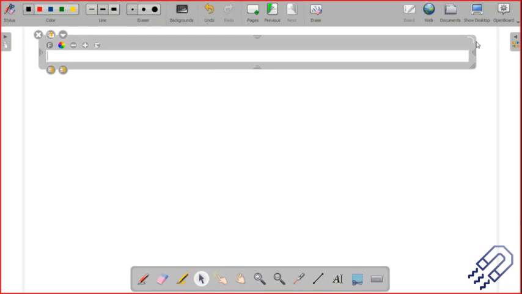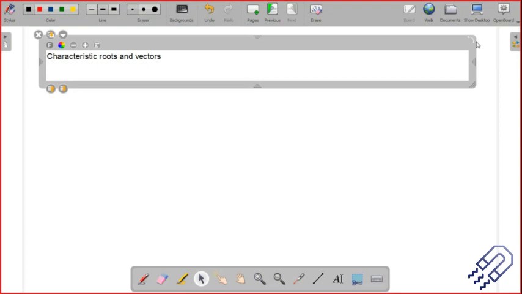Okay, so we're going to discuss characteristic roots and characteristic vectors. So basically you can have a non-zero vector, and this will be associated with a matrix, and then you can have something which we call a characteristic root and characteristic vector. We also call them the eigenvalues and the eigenvectors. Eigenvalues are very important even in quantum mechanics.